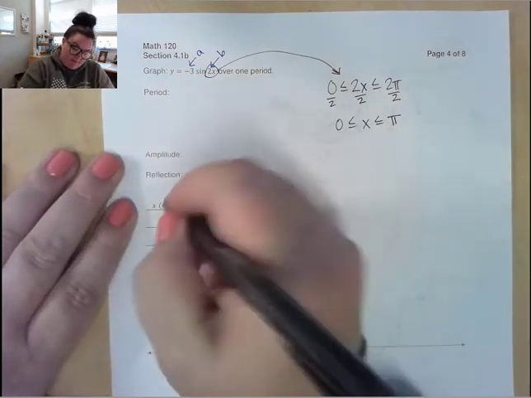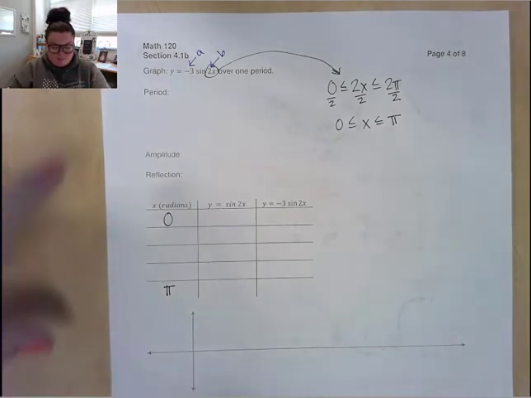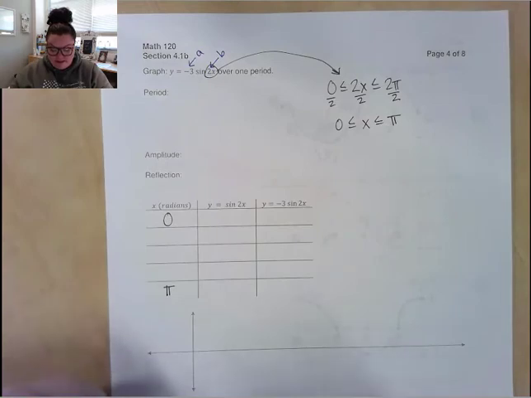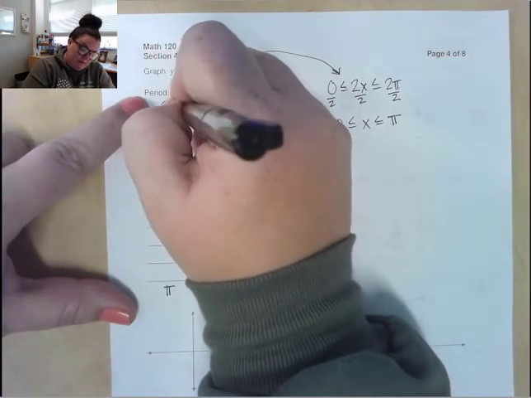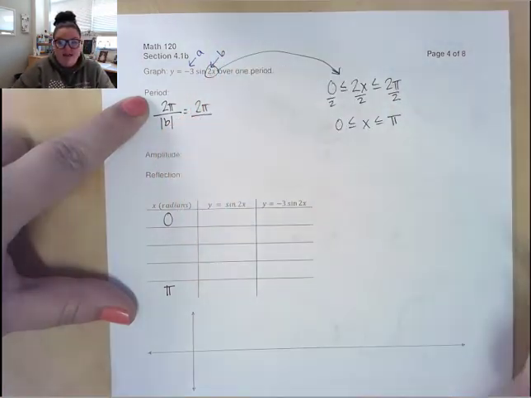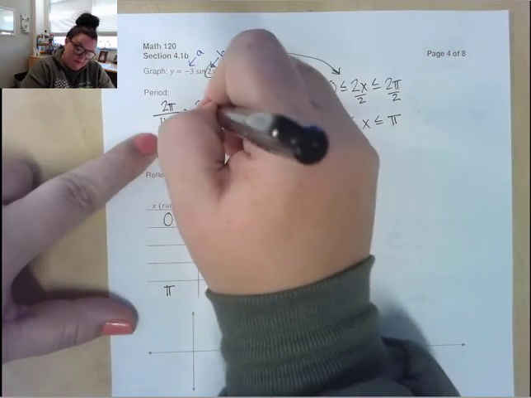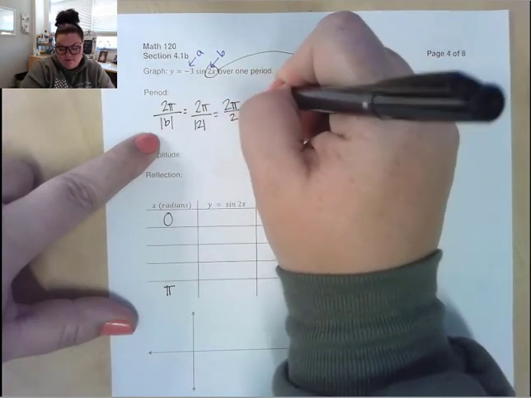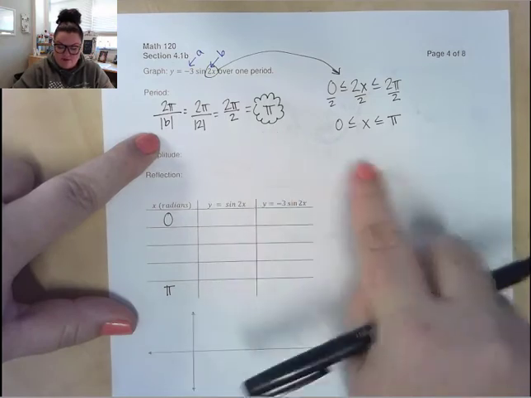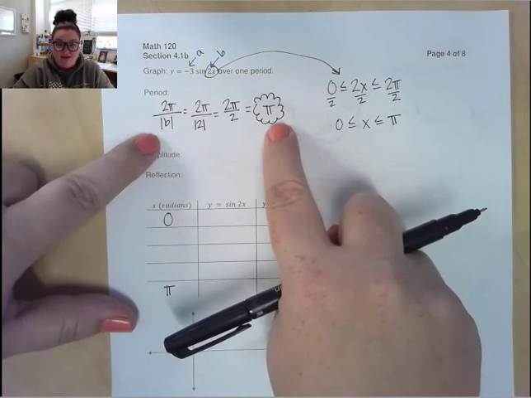So I'm going to put my first x as 0 and my last x as pi, and I'll fill those in just a second. I'm going to fill out my period. My period I find by doing 2 pi over the absolute value of b. In this case, my b is a +2. So 2 pi divided by 2 is just pi. That's a good way to check yourself. Notice I got a distance from 0 to pi, and my period length happens to be pi. So I know I did it right.